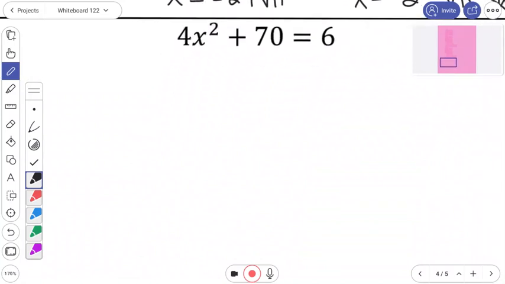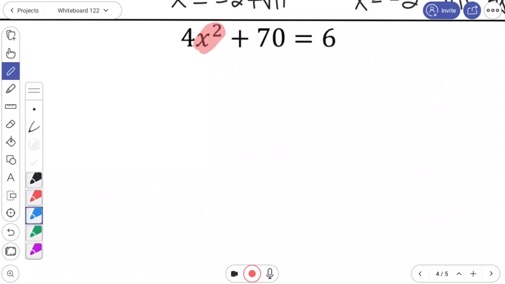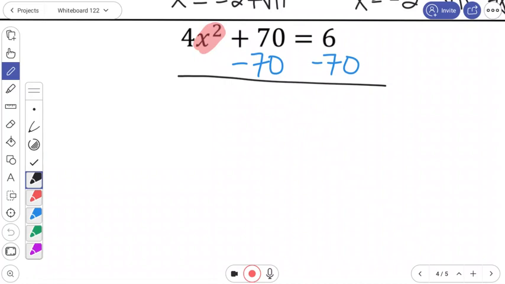In our last equation, do we have only one x value? Yes. Is it being squared? Yes. So this is my squared term that I am trying to isolate. So what do we do first? Let's subtract 70 from both sides of our equation. Remember, we're doing reverse PEMDAS to solve an equation always.